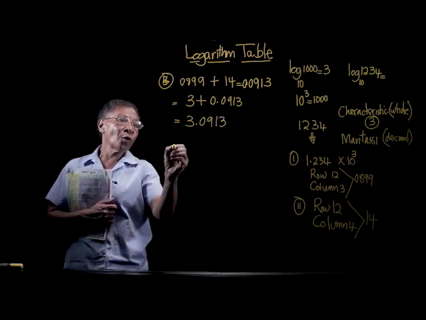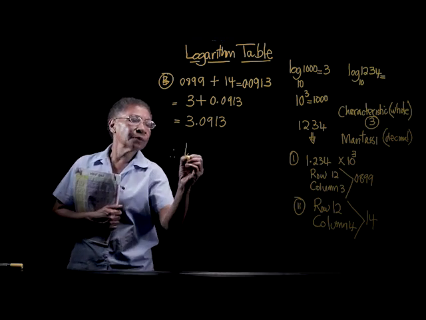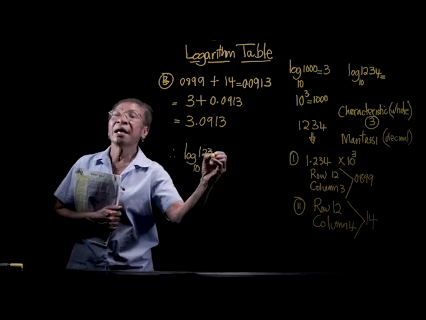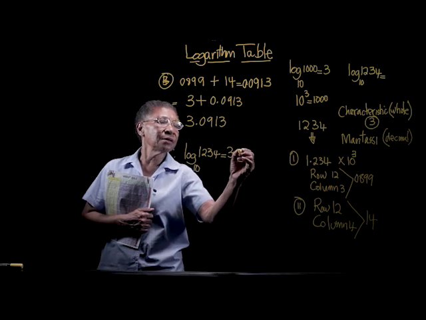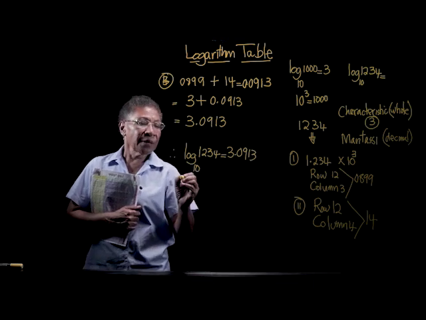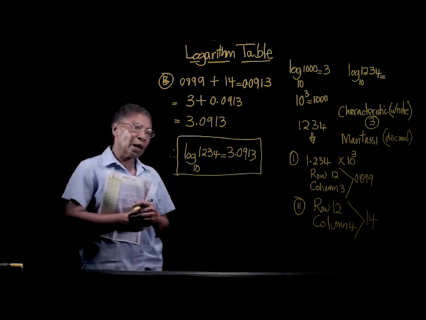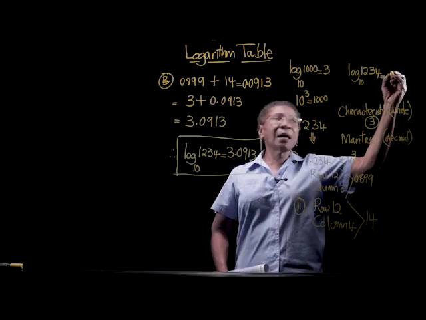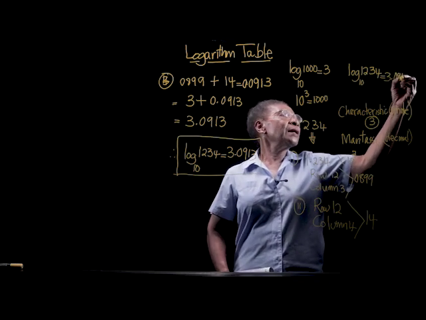3.0913. Therefore, we can now say that log base 10 of the number 1234 would equal 3.0913. This is our value. Looking at that, we can also now raise this into our original expression by writing 3.0913.